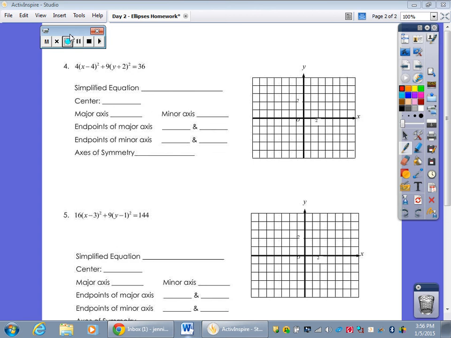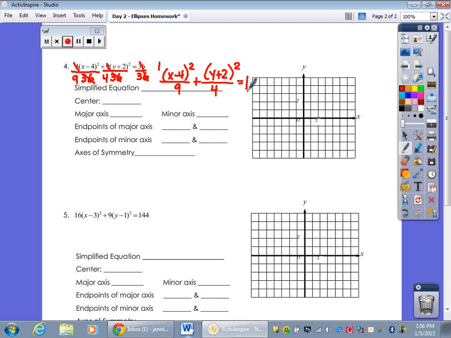Okay, on the back. Notice on the back, we are not equal to 1. So in order to get that equal to 1, we have to divide everything by 36. Okay, so we're going to divide all the pieces by 36 so that that will then make this equal to 1. And when we do that, this is going to become 1/9 and this is going to become 1/4. So the simplified equation is going to be (x minus 4) quantity squared divided by 9 plus (y plus 2) quantity squared divided by 4 equals 1. Okay, so 9 over 36 reduces to 1/4. And 4 over 36 reduces to 1/9.